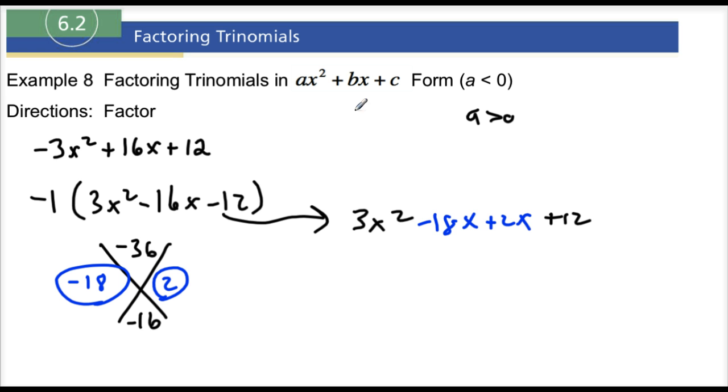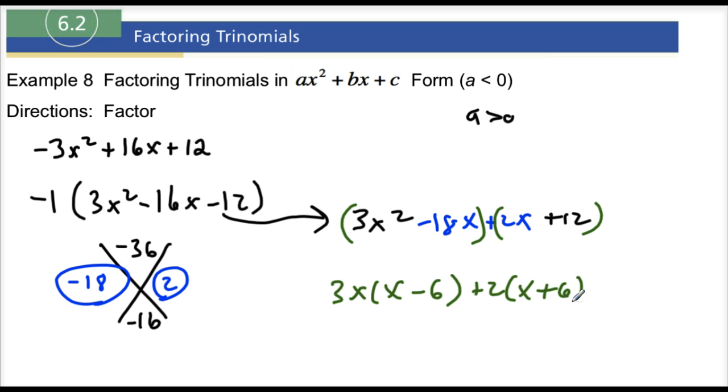Now let's go ahead and factor by grouping. So I put my parentheses right here, parentheses right there. The GCF right here, let's see, 3x squared minus 18x is going to give us a 3x. So I have x minus 6. And here I'm going to factor out a 2, so I get x plus 6.